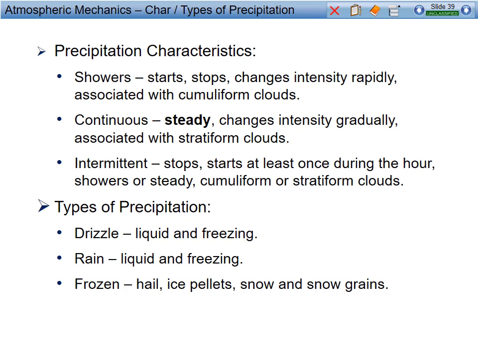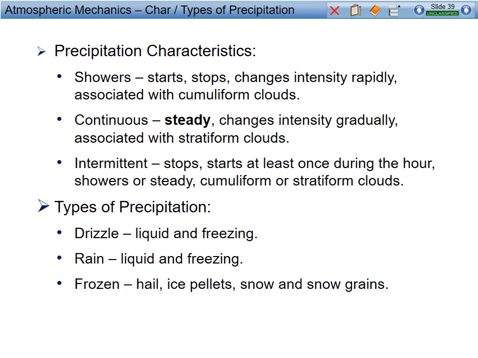Now we're going to talk about the characteristics and types of precipitation. So once we reach and attempt to exceed saturation, there's nowhere for the moisture to remain in concentration anymore, and it comes out in the form of precipitation. Precipitation falls in these three ways that we list as the characteristics: showers, continuous, and intermittent. Showers are going to start and stop or change intensity rapidly, and they are associated with cumuliform clouds.